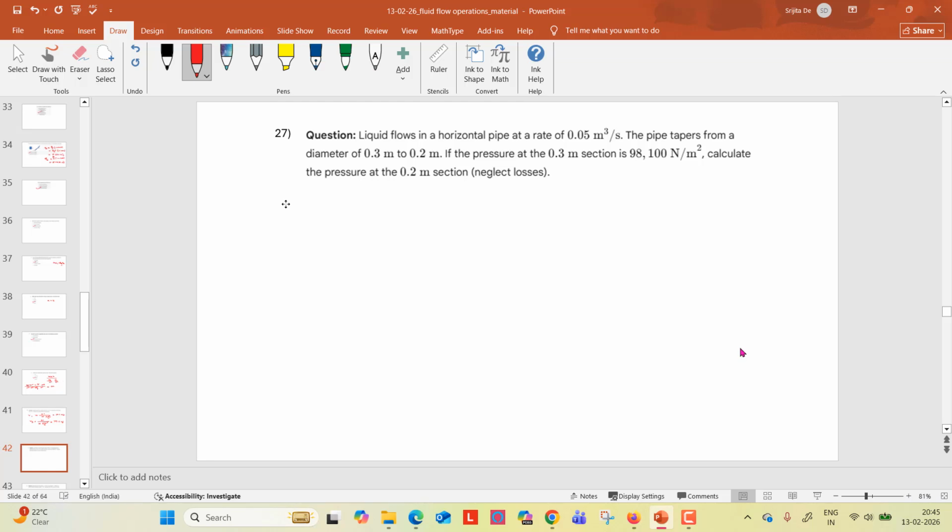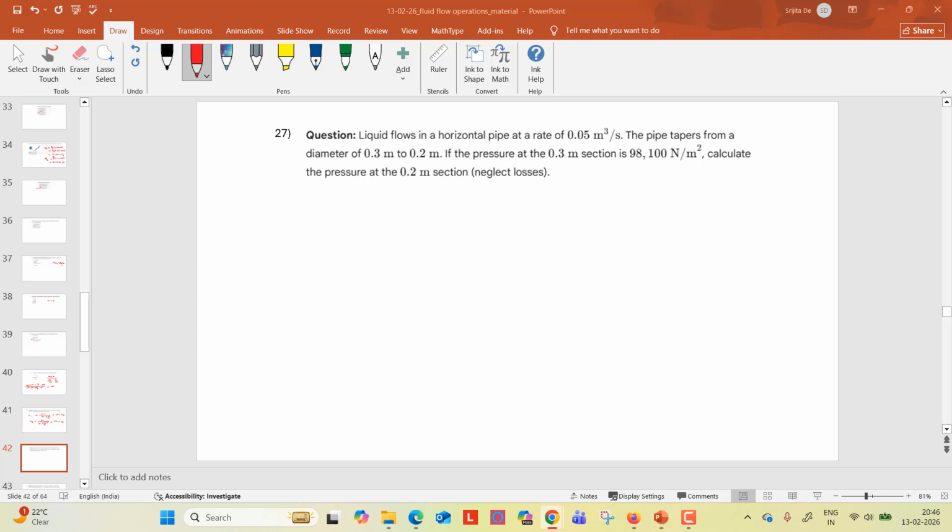Liquid flows in a horizontal pipe at a rate of 0.05 meter cube per second. The pipe tapers from a diameter of 0.3 to 0.2 meter. If the pressure at the 0.3 meter section is 98,000, calculate the pressure at the 0.2 meter section. This type of problem I have done earlier also, so again I am doing. You have to first calculate V1 and V2.